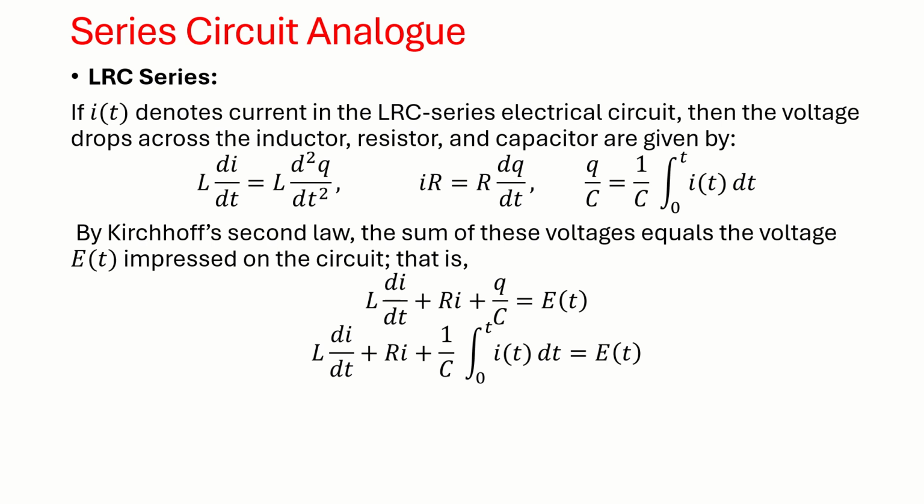This equation may be converted in terms of charge variable as well, where I is basically what? That is dq by dt, we know that. So the first term, that is L di by dt, will be replaced with L d square q by dt square plus R dq by dt plus q divided by c. We just replace I with dq by dt in the first equation.